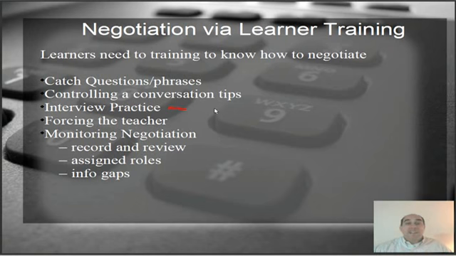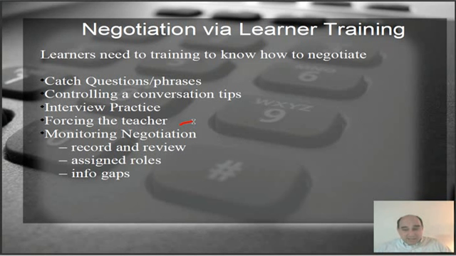The next example that Nation talked about was not interview practice, but forcing the teacher, where the teacher makes a deliberate mistake and they have to force the teacher to stop. So a teacher starts talking, and then the next thing you want to do is, now the teacher deliberately makes a mistake or makes something difficult so that they don't understand, and it's their job now to force the teacher to stop.